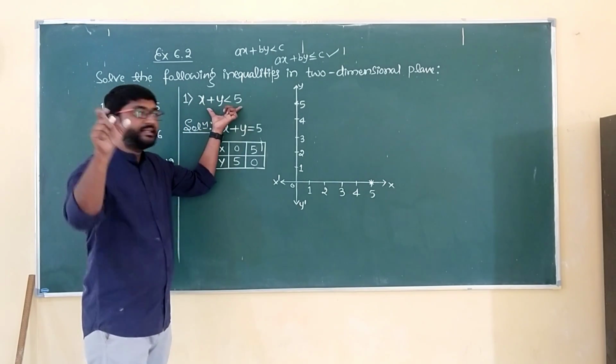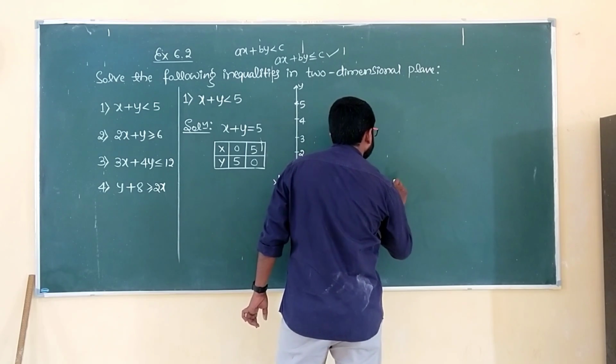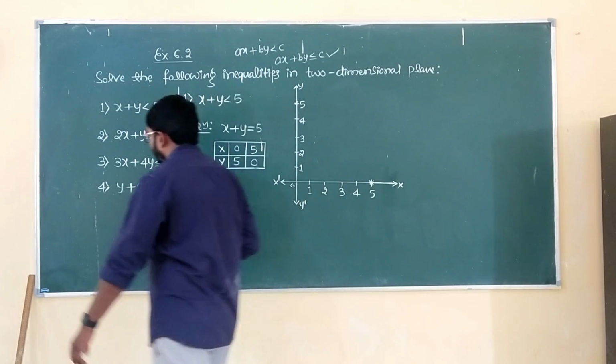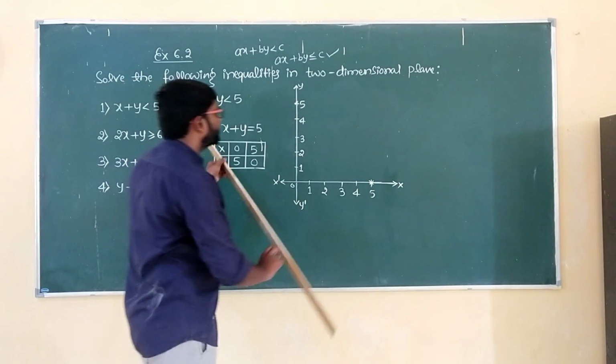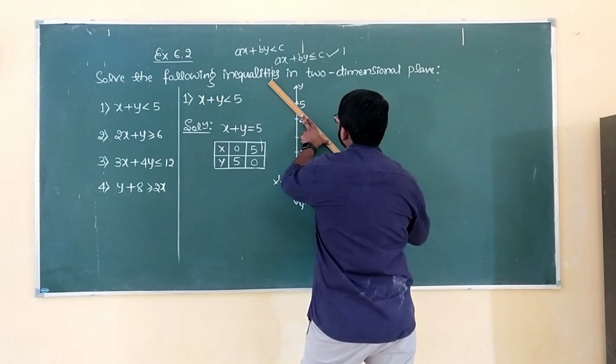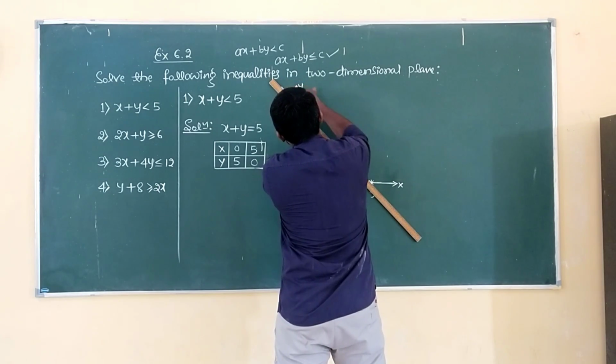Now we will have to join these 2 points with the dotted line because the given inequality is a strict inequality. Let us join them with the dotted line. So with the help of the scale, we will have to join these two. So I will be drawing this with the dotted line.